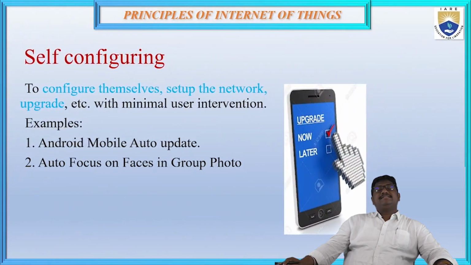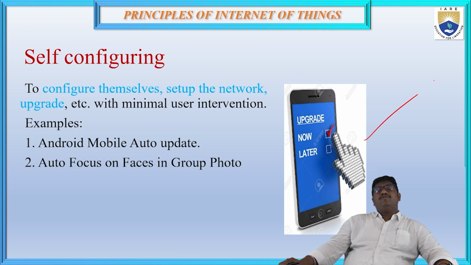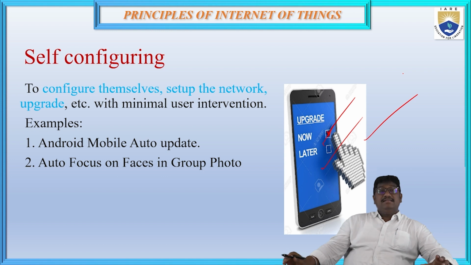Have a look. The next characteristic was self-configuring. As I told you, nowadays everyone is using an electronic gadget, which is your mobile phone. Most of you are well aware that your mobile gadget is going to update and configure itself whenever there is an OS update. It is going to show you a message that an update is available. Do you want to upgrade it or not? If you want to do it now, you do it now. If you want to do it later, you click on later. This is how the devices are self-configuring.